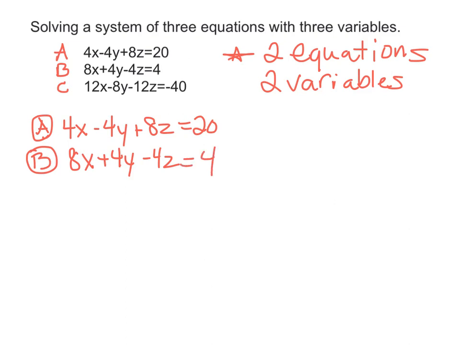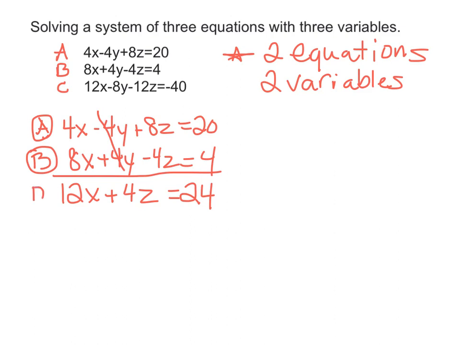Now if you notice, if I eliminate y's, because I have a negative 4y and a plus 4y, I can add these two equations, my y's will cancel out, and I get 12x plus 4z equals 24. So what I've done is I've consolidated those two equations, A and B, into another one that only has two variables. So that's kind of the goal. That's sort of what we would like to do. Now I'm going to call that equation D, and again, it's going to make it a little bit easier down the road.